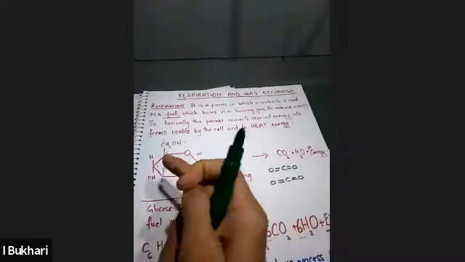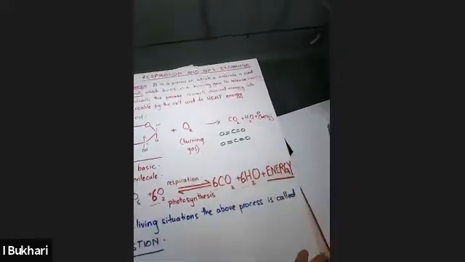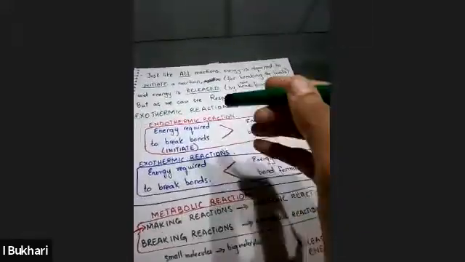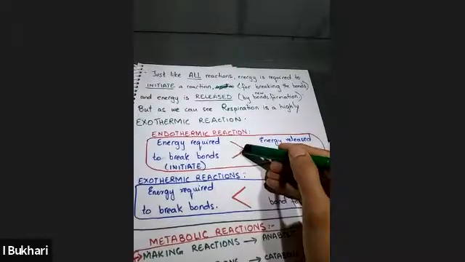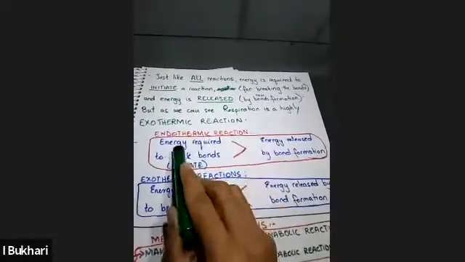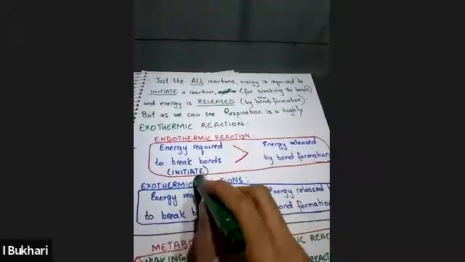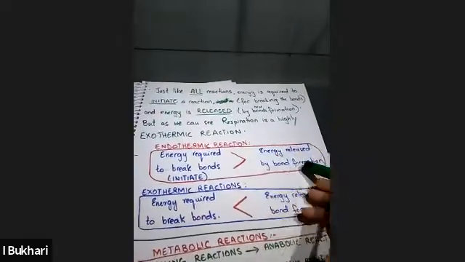So this requires energy and this is releasing energy, but the net result is that the energy released here is more compared to energy required here. That makes this reaction highly exothermic because there's a lot of energy released. So that's what I'm trying to say here, right? That endothermic, when the energy required to break bonds is greater than energy released by bond formation.